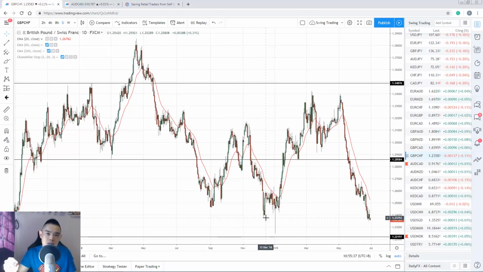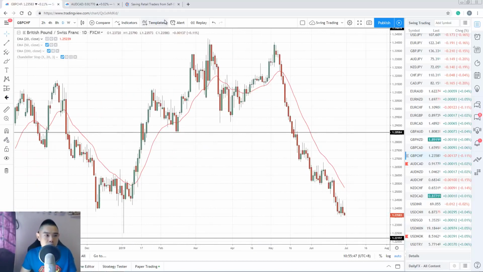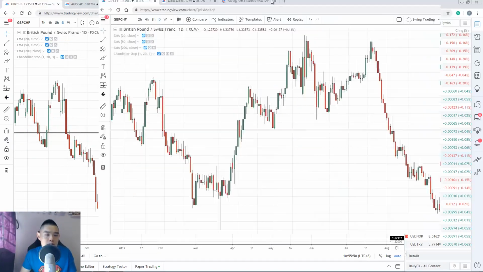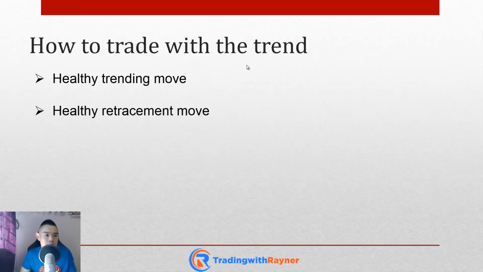But this is an additional tip, right, that you want to consider whenever you are trading breakouts, for example. Make sure you're not coming to any key market structure that could go against your trade. Okay, so with that said, now let's move on into something else. Okay, we talked about how to trade with the trend.